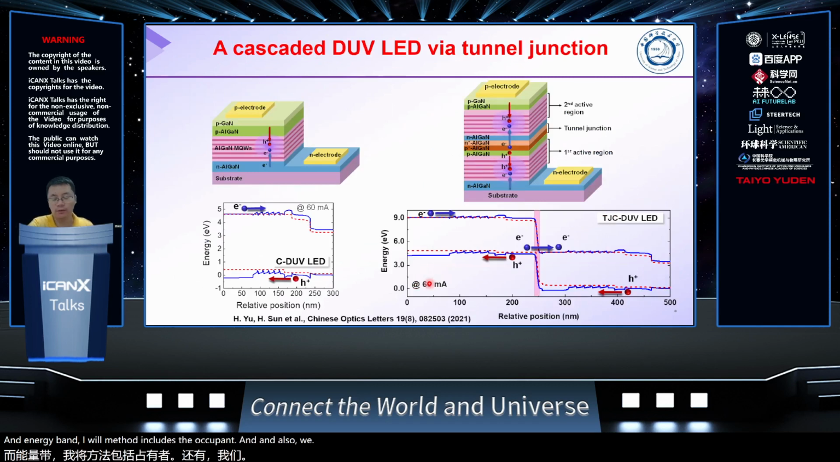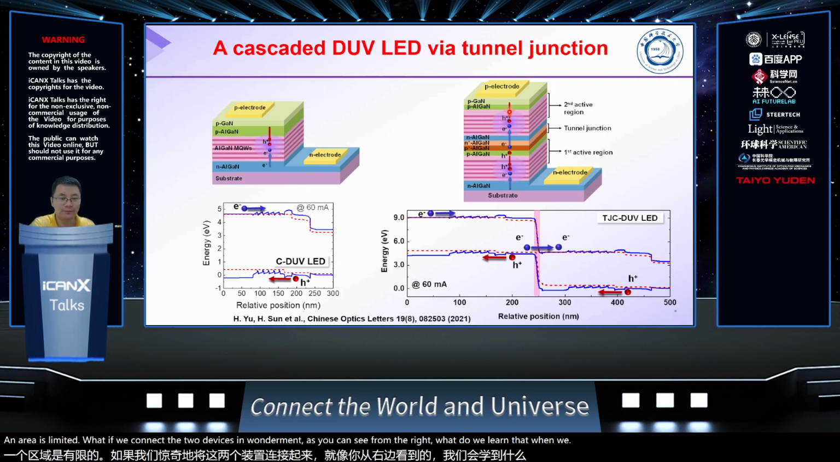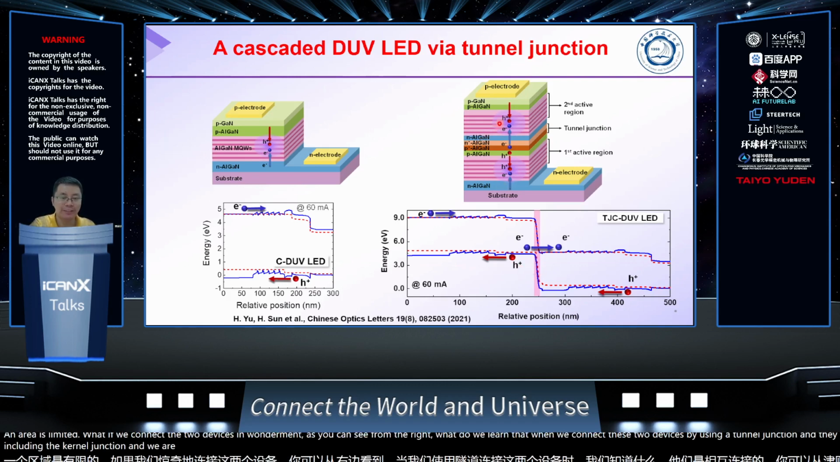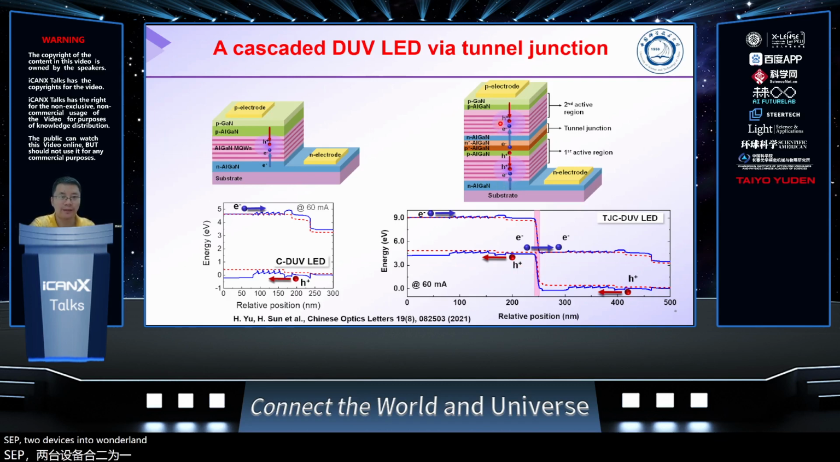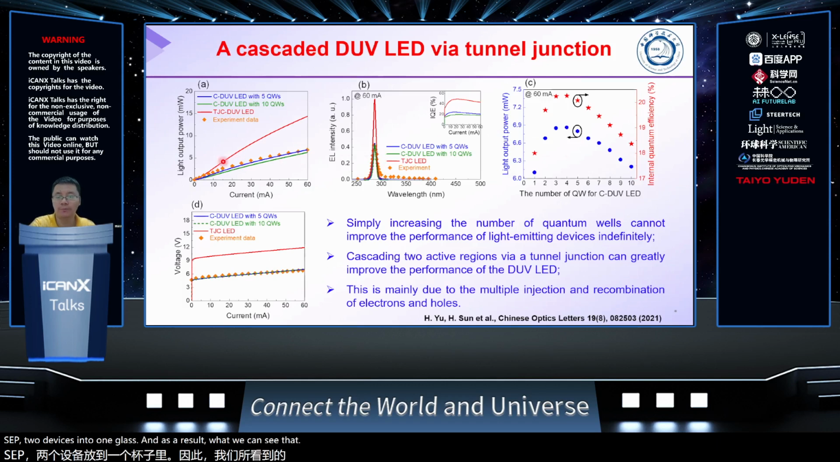And we also make the device architecture very unique. You can see conventionally you have a PIN junction, a PN junction for making a simple diode. But for each device, you can see that the emitting area is limited. What if we connect two devices into one device, as you can see from the right? When we connect these two devices by using a tunnel junction so they are interconnected, you can see from these band diagrams that by including the tunnel junction, we are able to stack two devices into one device. And as a result, the light output power was doubled compared with a conventional one.